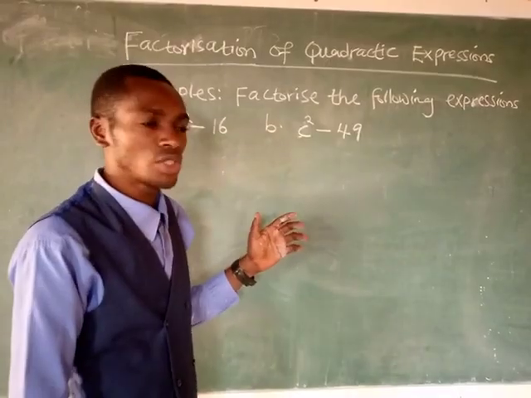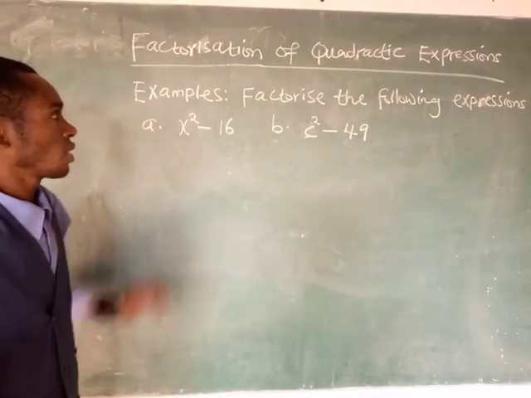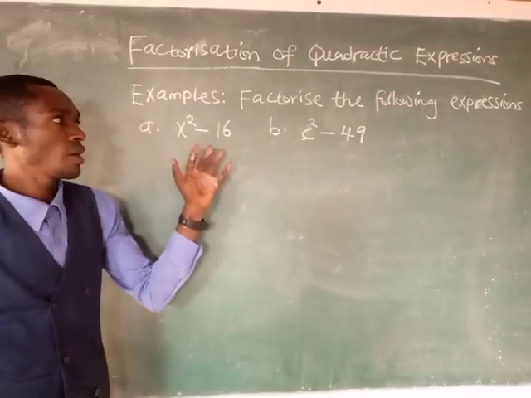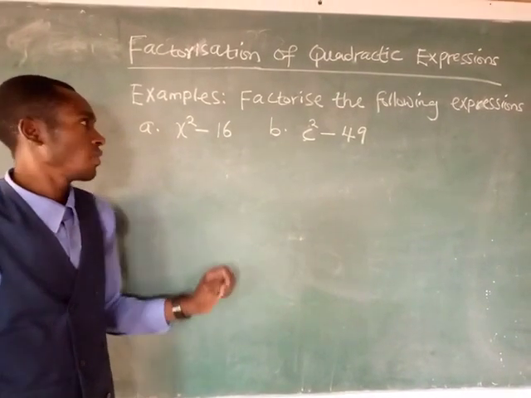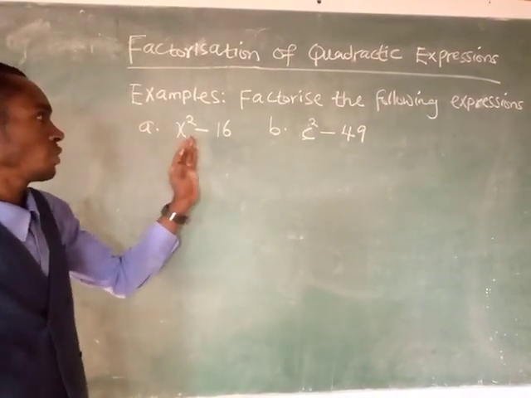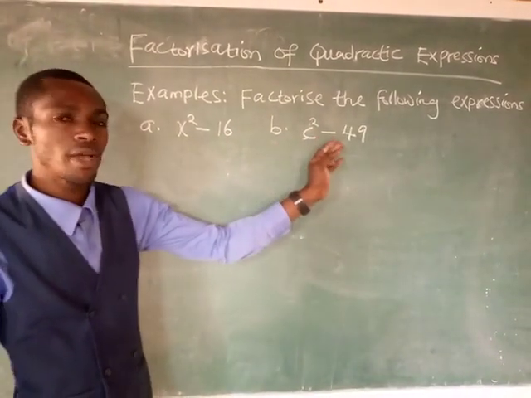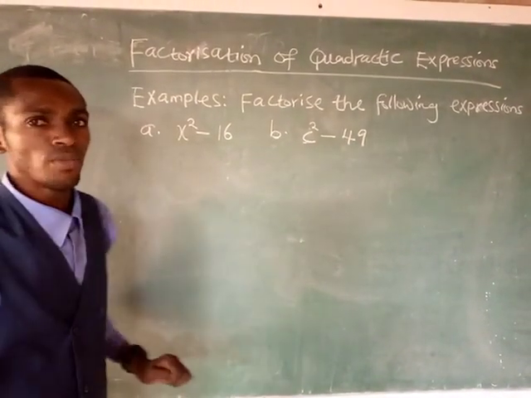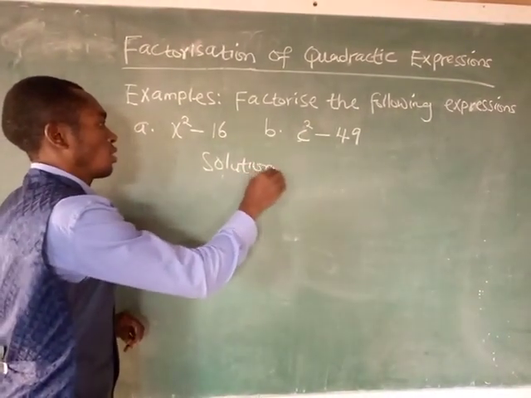Looking at factorization of quadratic expressions. Now, here are two questions we are asked to factorize, two expressions. The first one is x squared minus 16. The second question is c squared minus 49. Now, we begin with the first question, that is the A question.